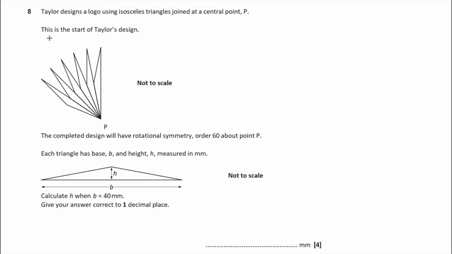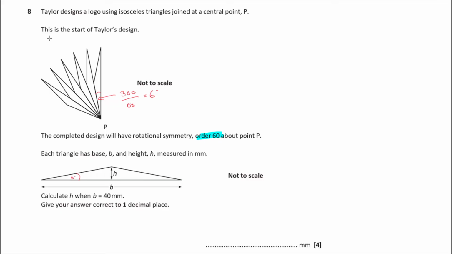Now, if this is going to have rotational symmetry of order 60, that means you're going to get 60 little triangles all the way meeting down at point P, isn't it? So that they look the same in 60 different positions. So that means that each one of these angles is going to be a 60th of a full turn, isn't it? And that's going to be 360 divided by 60. So each one of those is going to be, what, 36 over 6 is 6 degrees, isn't it? So that's a 6-degree angle there.